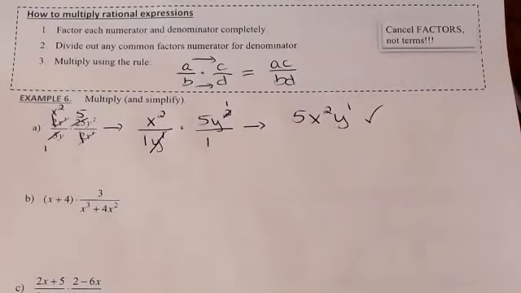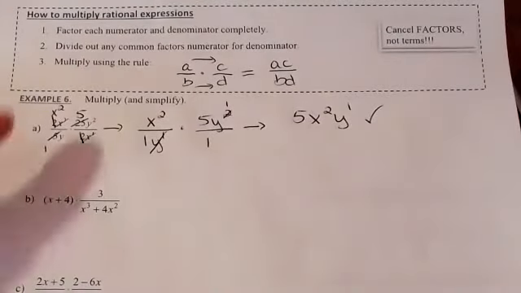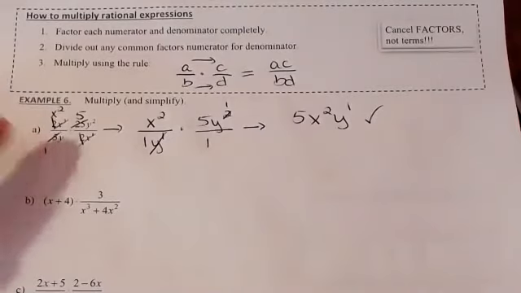Okay. Factor if you can. This one we didn't have to factor. These are all monomials. Divide out any common factors. We divided a ton of them. And then you simply multiply using the rule. Part B, let's do it again.